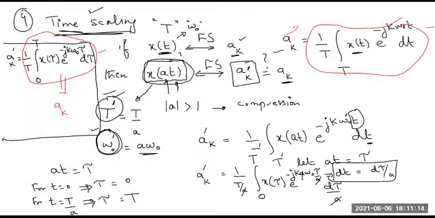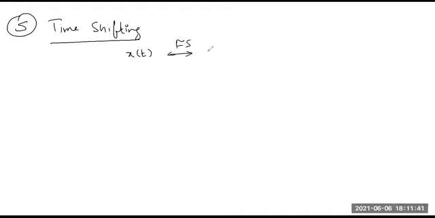So we are now looking at the fifth property. Time shifting. So x of t having Fourier series pair represented by a sub k. If we introduce time shift, so now x of t becomes x of t minus t naught. This is how we represent the time shifting operation mathematically. So what is going to be the Fourier series coefficient of this signal? I am going to write the result and then I will prove it.